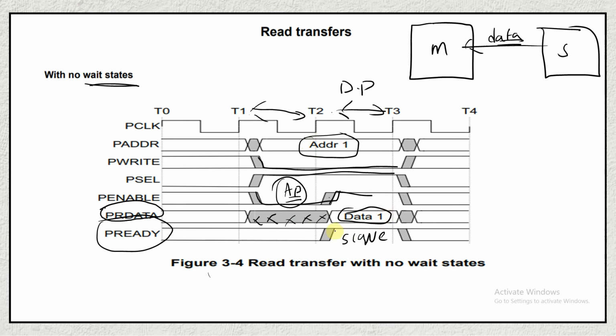And since your PREADY was equal to 1 in the T2 to T3 cycle, in the very next cycle T3 to T4, the master is completing the phase. So you can see all the signals are made unknown, since your PREADY was equal to 1, that is, in the next cycle the master is ending the transaction. I think this might be similar if you have learned the AHB protocol. In the AHB protocol also, similar kinds of things were happening.